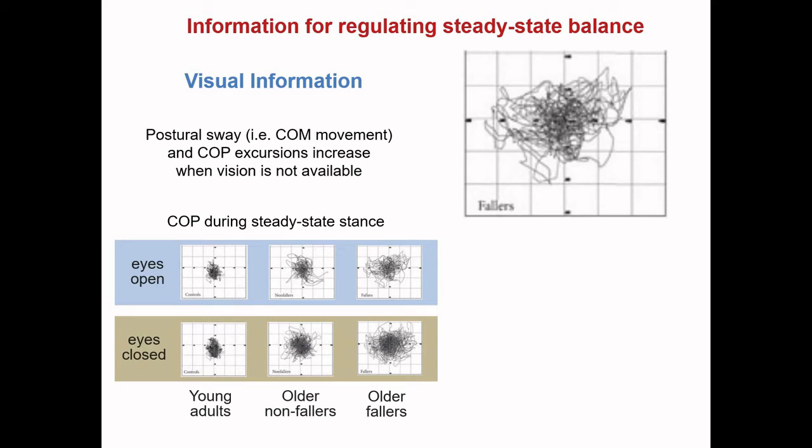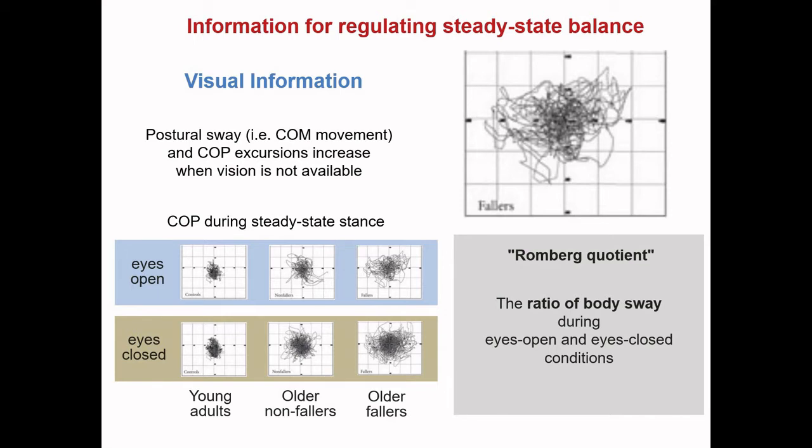When you visually compare the eyes open data to the eyes closed data, you can see that there's an increase in the magnitude of center of pressure movement for all three groups. It's also evident that the elderly fallers show the biggest effect of whether vision is available or not.